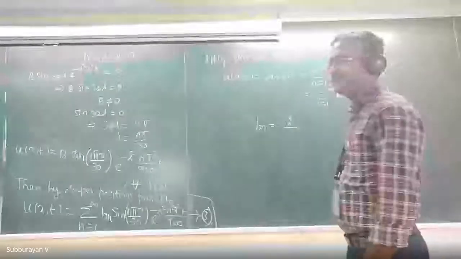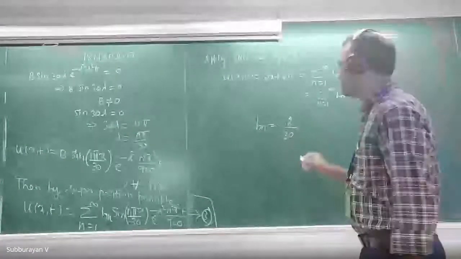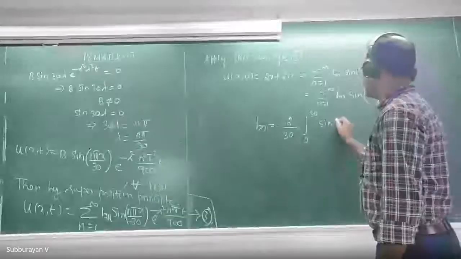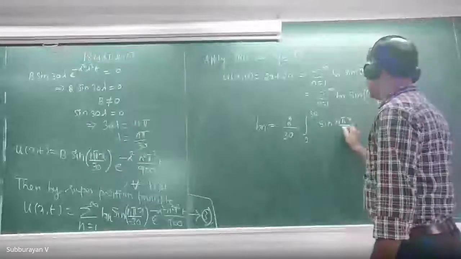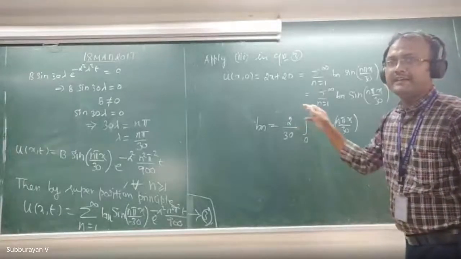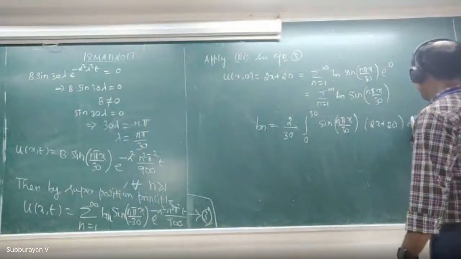2 by L integration, where L is 30 here, so 2 by 30. Very good. Integration 0 to 30 of f(x) sin(n pi x by 30) dx, where f(x) is 2x plus 20, which is 2x plus 20 into dx.